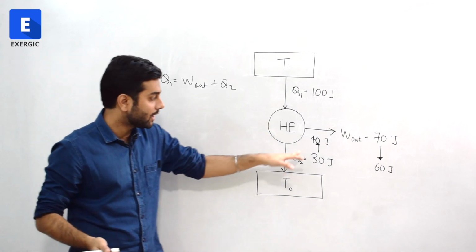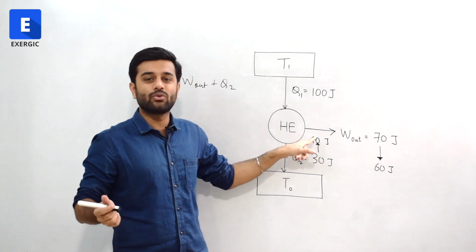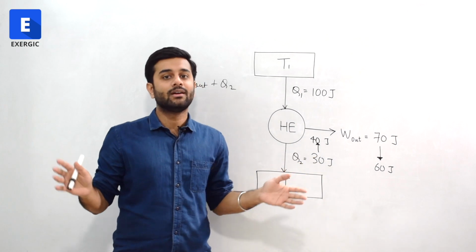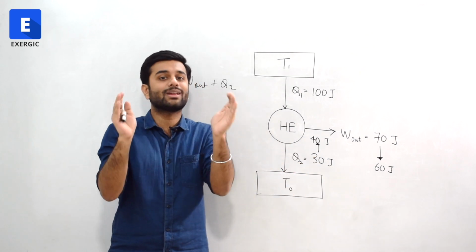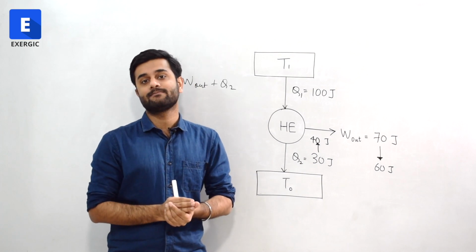You cannot say that now Q2 will only be 30, even in the case of 60, because 10 joule of energy is wasted due to irreversibility. This is totally wrong. Irreversibility does not affect the total energy. Energy is always conserved, it cannot be destroyed.